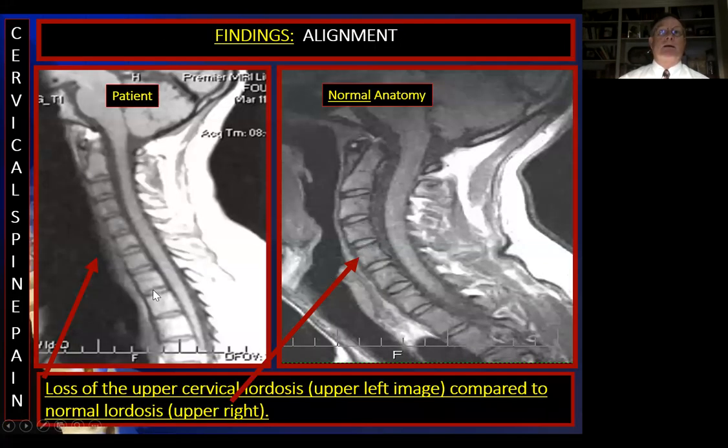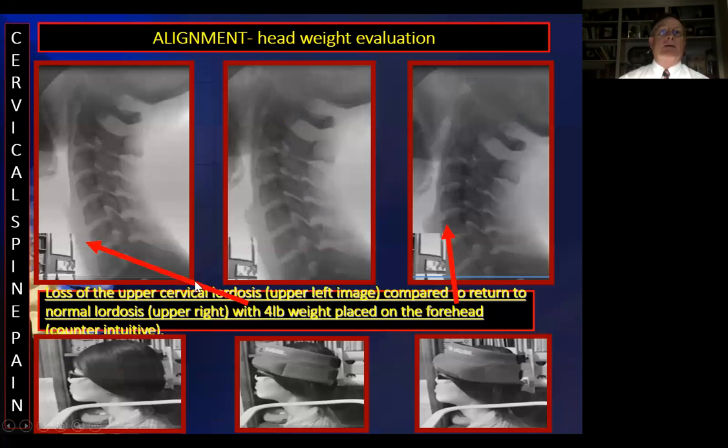Again, abnormal, normal anatomy. Now, what's interesting, it's so counterintuitive. Dr. Dennis Wogan taught me this. Here's a patient with straightening of the C-spine, and he put a 2-pound weight on her forehead, and then here's a 4-pound weight. And the more weight on the patient's forehead, the greater the return to normal lordotic curvature. In other words, the response to having the weight on your forehead is to recapture the lordosis and get that weight back over the center of your cervical cord.